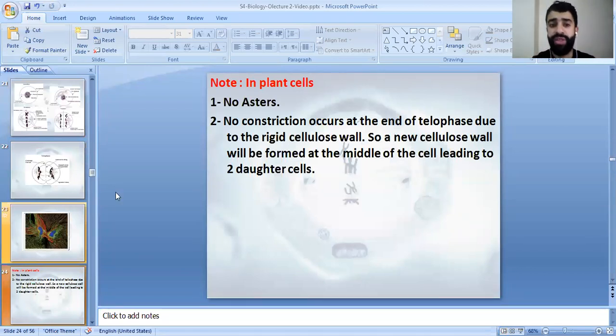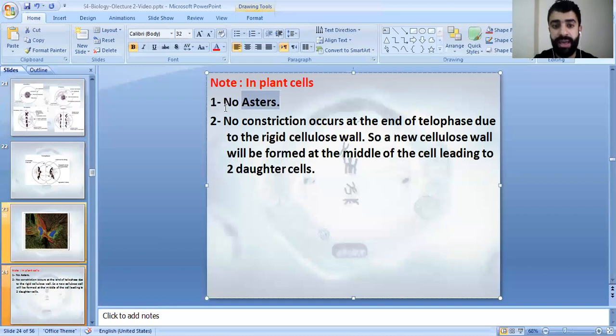Note: in the plant cell, there is no aster. This is an important note so that you can distinguish between the plant cell and the animal cell. In the plant cell, there is no aster, while in the animal cell, we have asters. There is no constriction at the end of telophase. Why? Because we have a rigid cellulose wall, so there is no constriction.